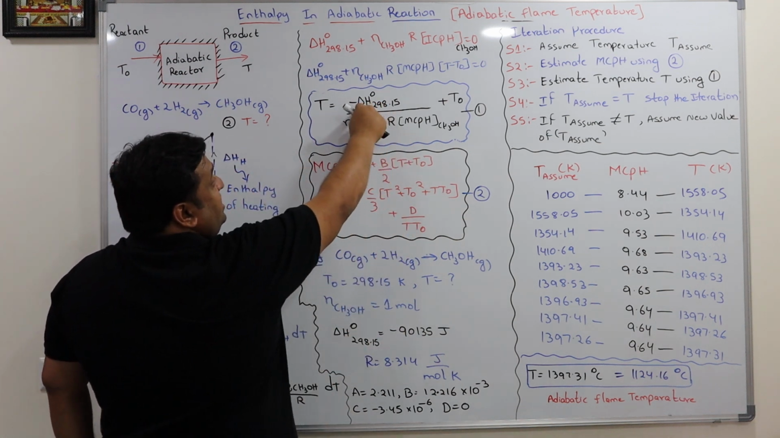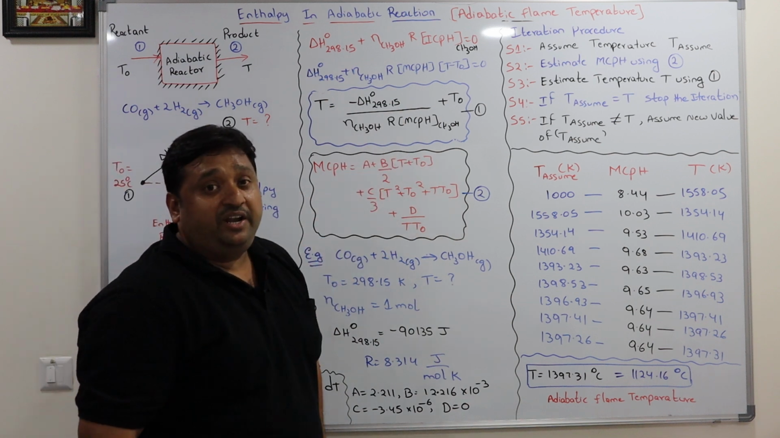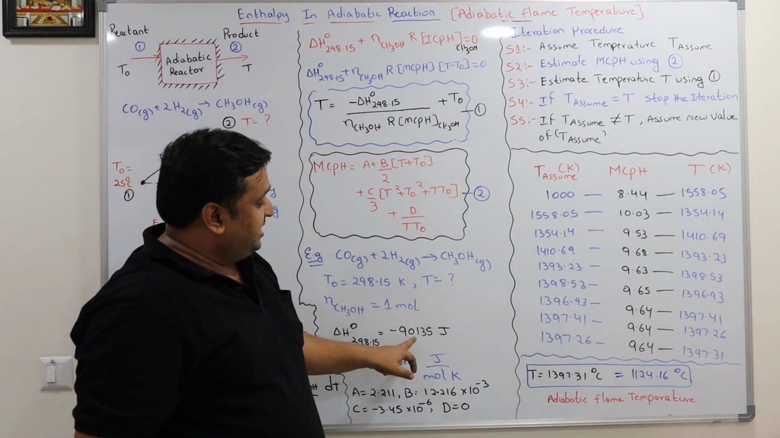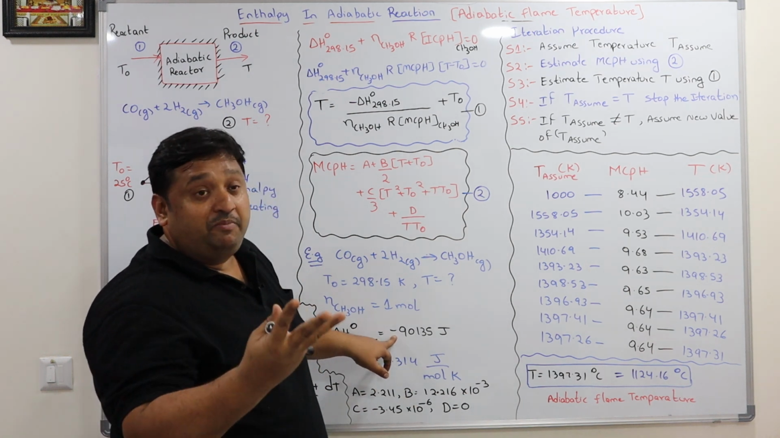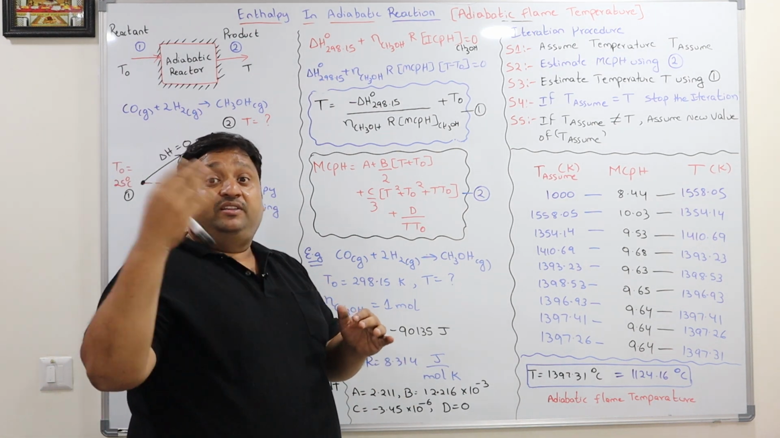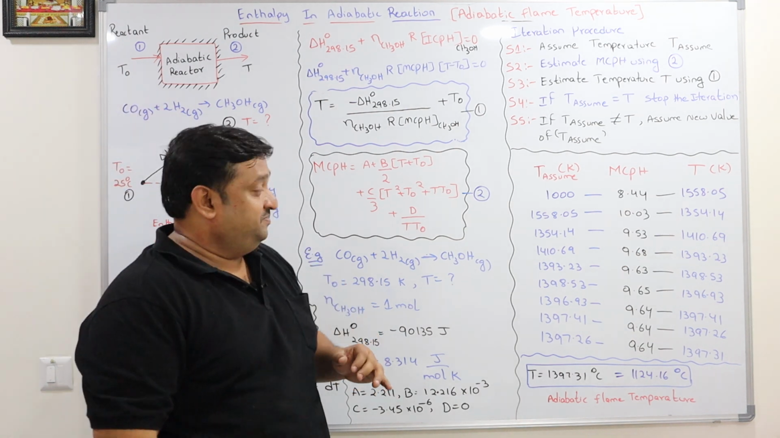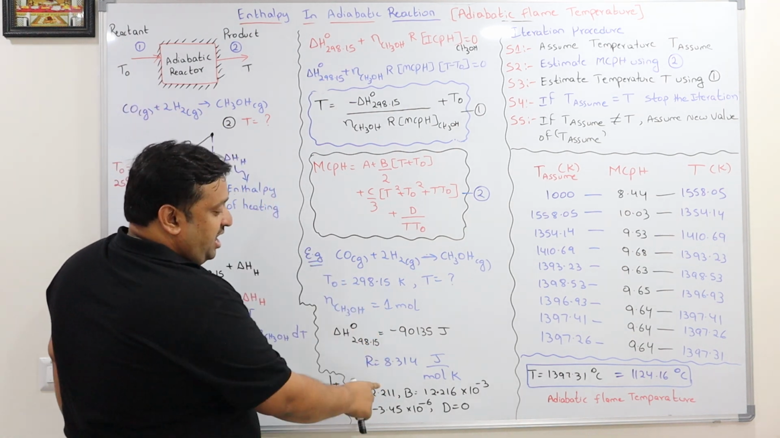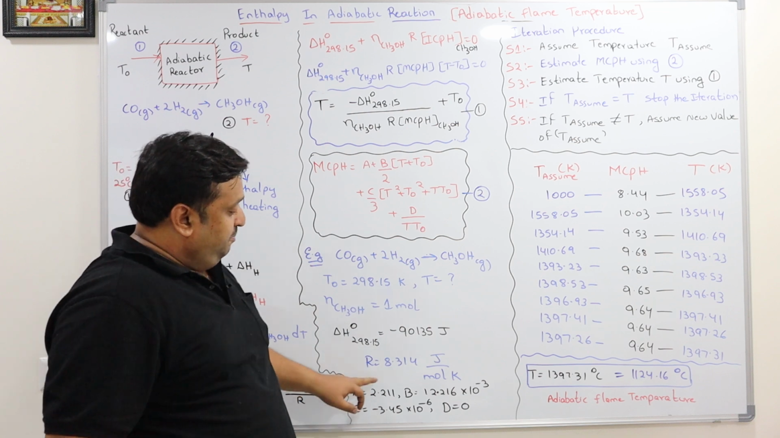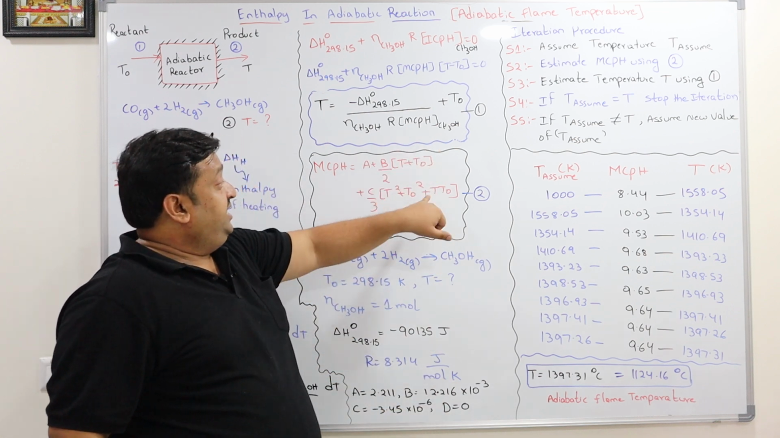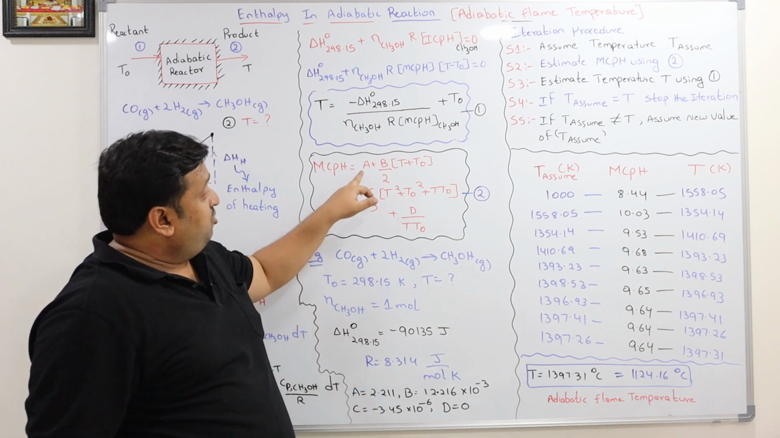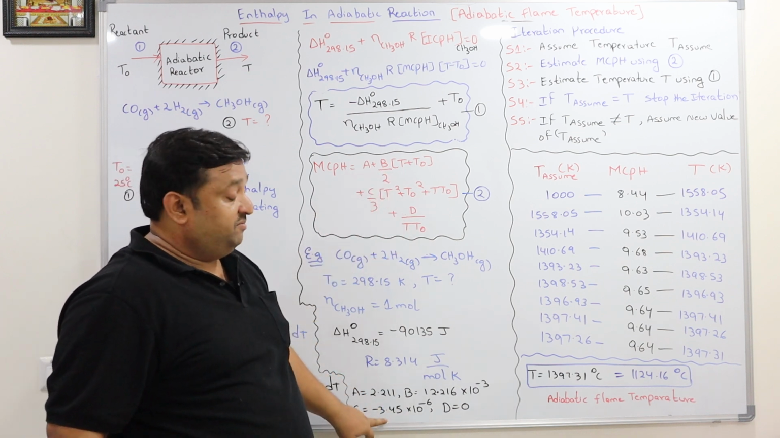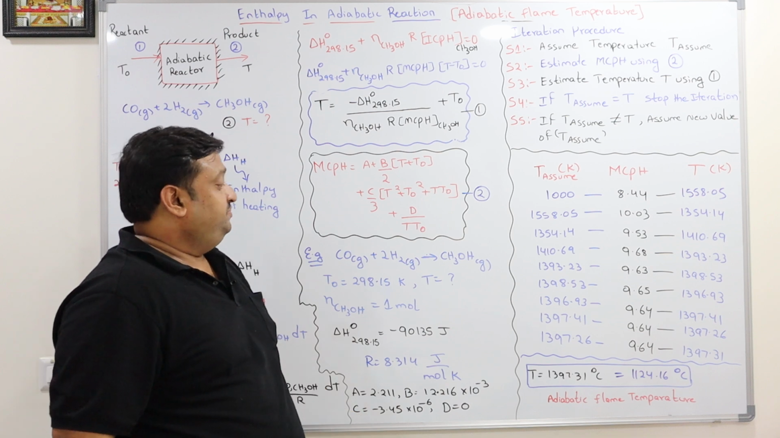What is this? The standard enthalpy of reaction at 298.15 Kelvin is minus 90135 joules. Minus means exothermic. Exothermic means after the reaction, the temperature will rise in adiabatic conditions. R equals 8.314. The A, B, C, D constants of CH3OH are given here. That means you know A, B, C, D of the CH3OH.